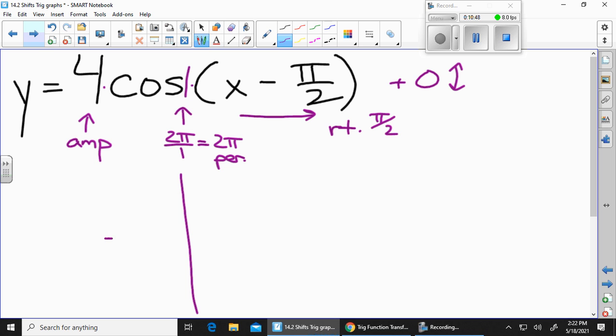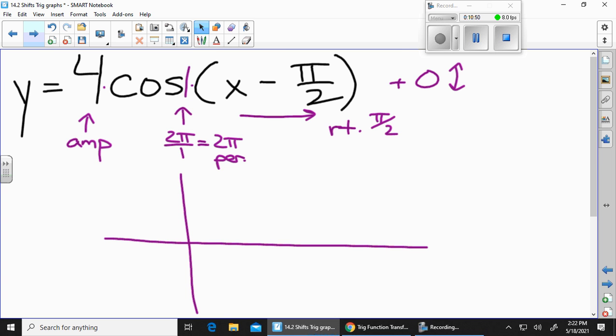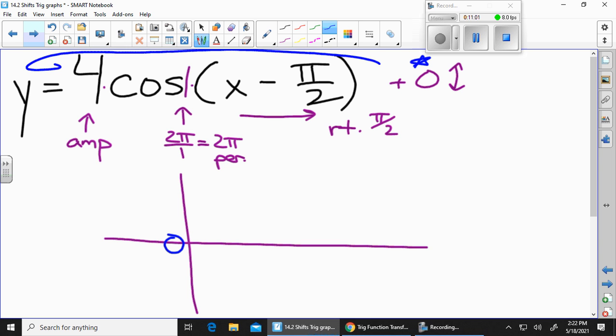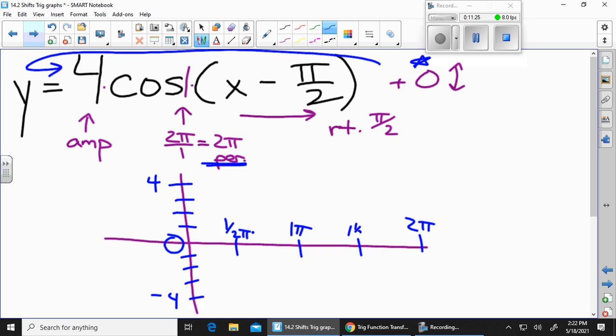So I'm going to go draw. I always start here. It didn't move. So that means my axis is at 0. Then I go to here. Amplitude. Up 4, down 4. Period. 2 pi. 4 slash marks. 2 pi. Split that in half. Split that in half. Add the first and the second. A half plus 1, 1.5 pi.